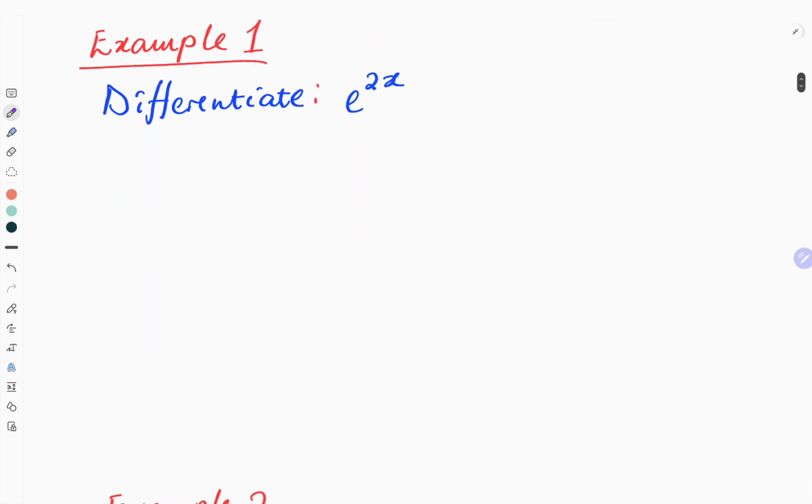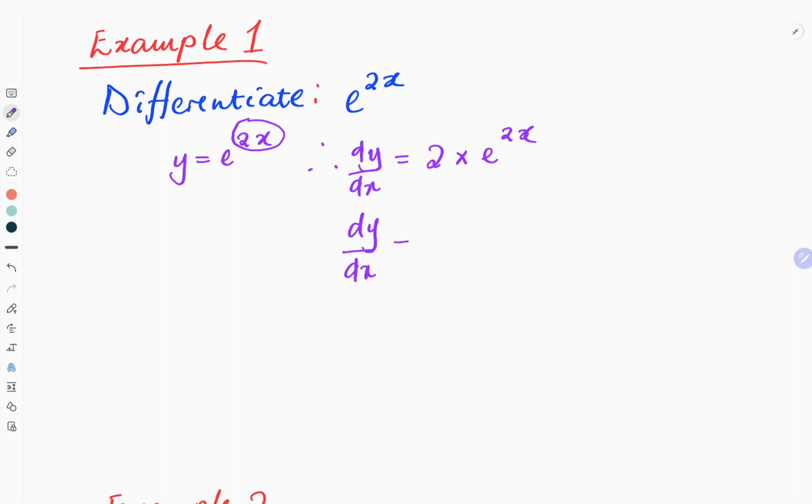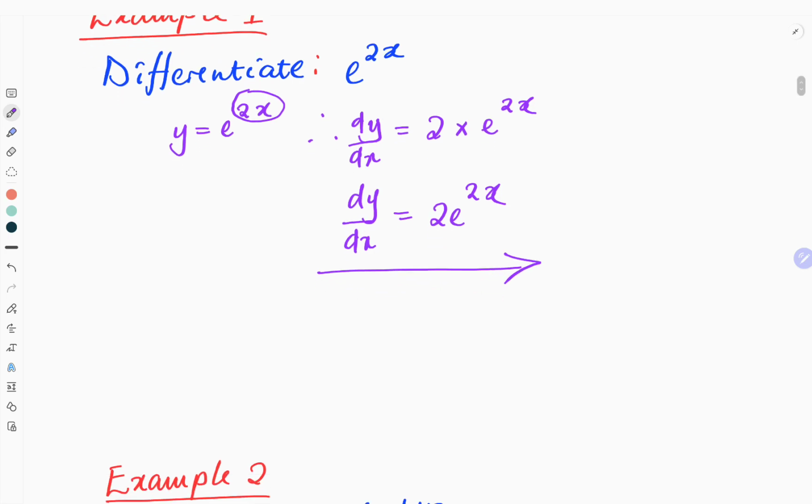In this example, we are asked to differentiate e to the power of 2x. Remember what we said about the derivative of an exponential function. This is y equal to e to the power of 2x. We derive the f of x part, and the derivative of 2x is 2, so that will be 2 times e to the power of 2x. In simple terms, dy dx is just equal to 2e to the power of 2x. And that's how you differentiate that example.